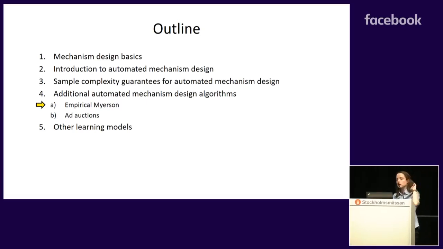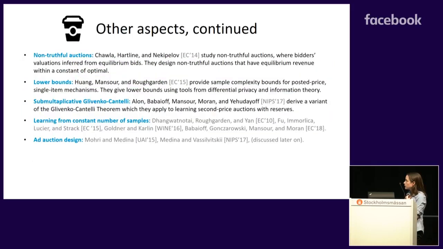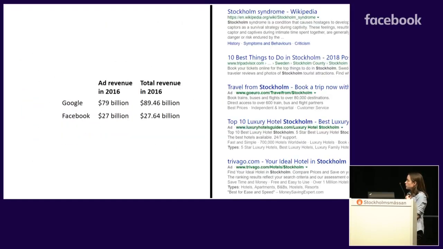And now I want to talk about a few special purpose algorithms for automated mechanism design, specifically for the single item case and also for ad auctions. And unfortunately, just due to time, I think I'm going to have to skip over the empirical Myerson section, which is for the single item case, but it's a beautiful line of work, and we'll post the slides very soon so you can find them online. And I'm going to go quickly through ad auctions.